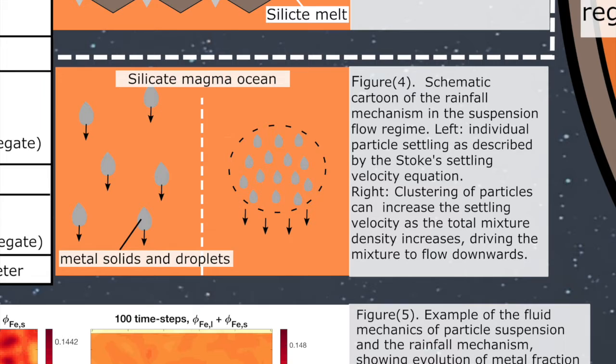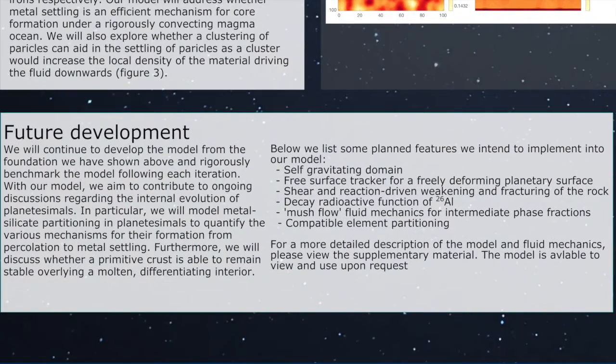But a clustering of these dense particles may also speed the settling, as a cluster would have a higher relative density than the surroundings, driving the flow downwards. So, that's a very brief introduction to the key concepts and fundamental physics of our model.